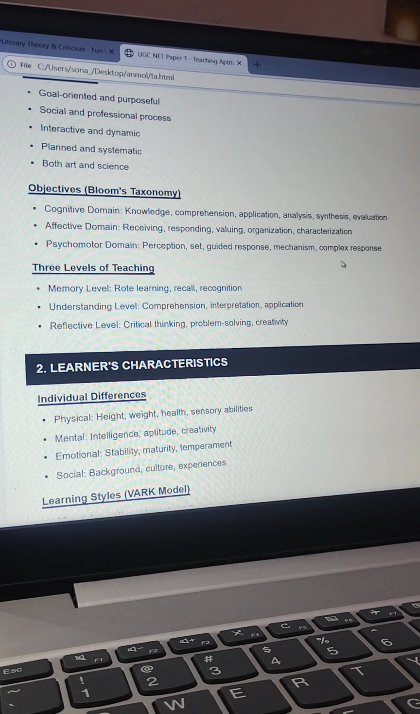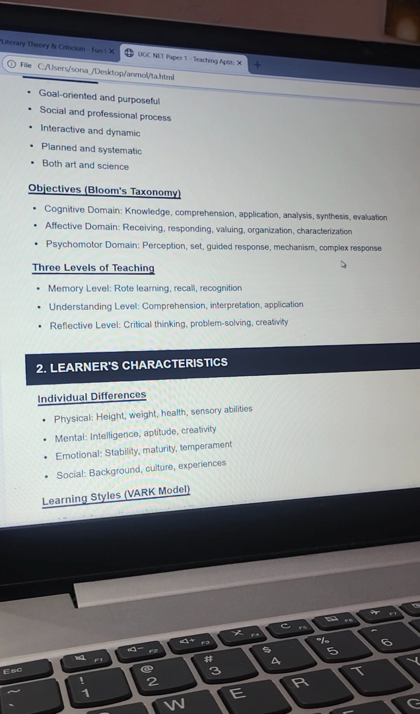Moving to Bloom's taxonomy, which is very important, we have three domains: cognitive domain, affective domain, and psychomotor domain. In the cognitive domain, we deal with knowledge, comprehension, application, analysis, synthesis, and evaluation, which is the 1956 model, and it was revised by Anderson and Krathwohl in 2001, in which create is the topmost block in place of synthesis.